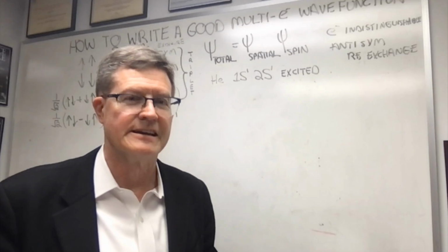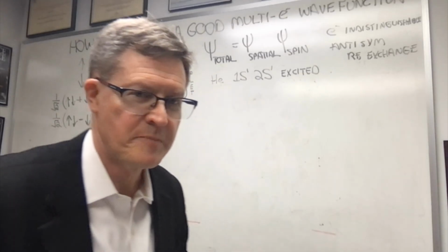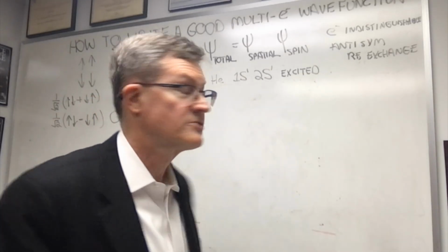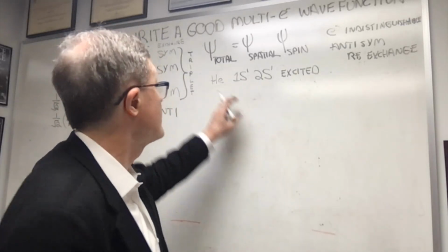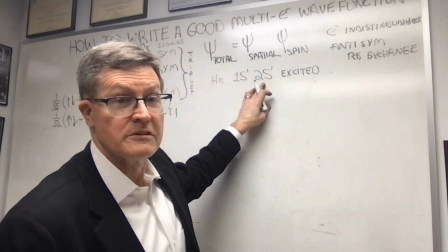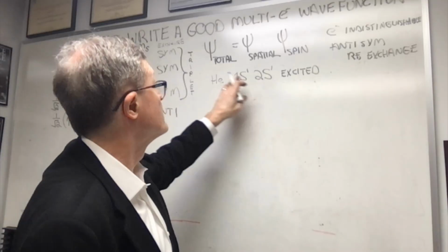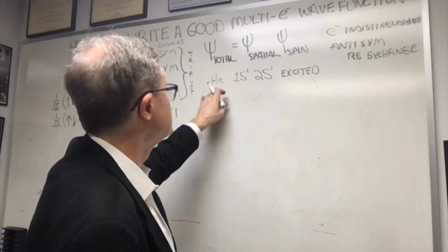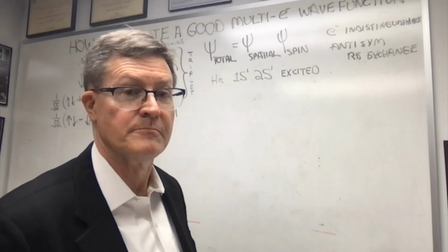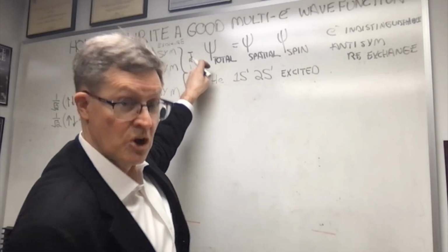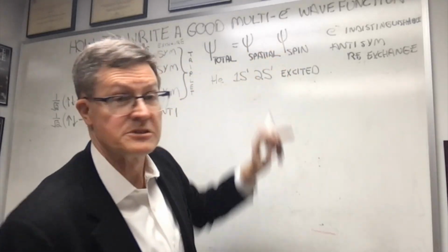Now let's take a look at the excited state of the helium atom. How do we make excited states? Promote electrons. So we started off with 1s squared. Now let's promote one of those electrons to the 2s so that we have a 1s, 2s configuration for the excited state of helium. Still, we're going to write a total wave function, spatial part times spin part.